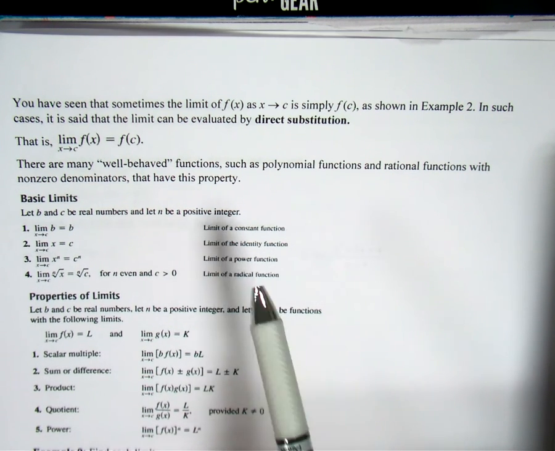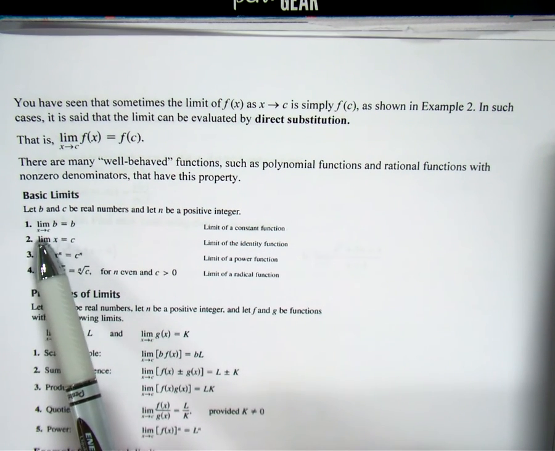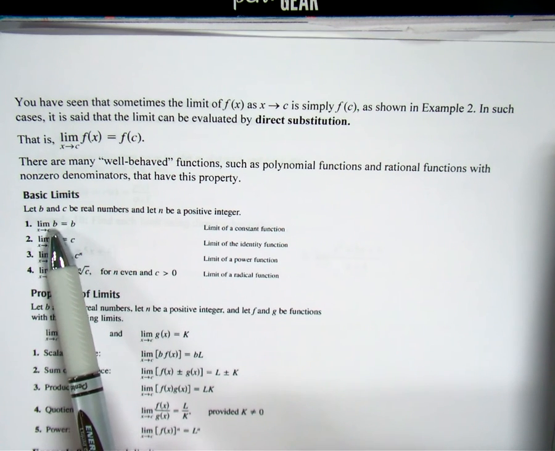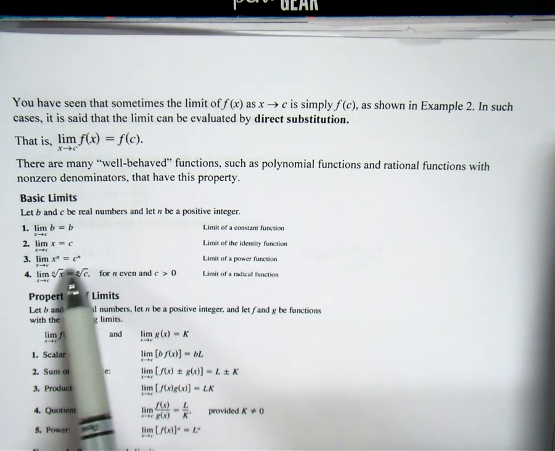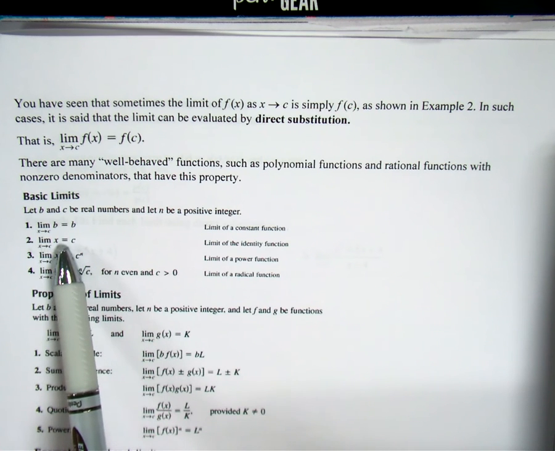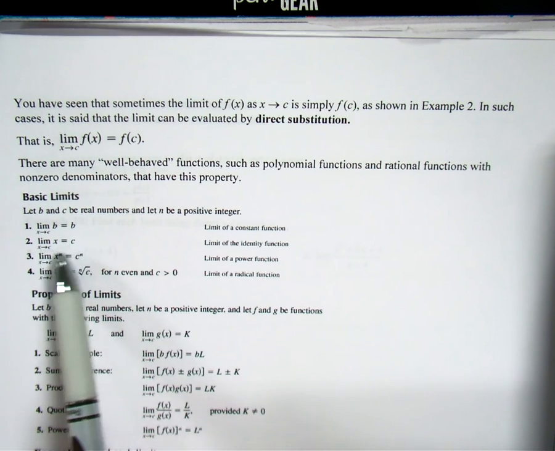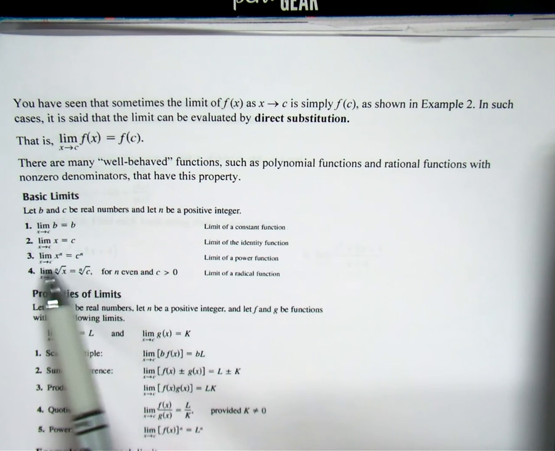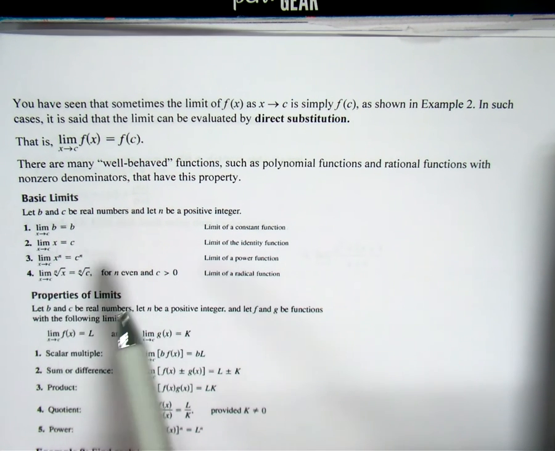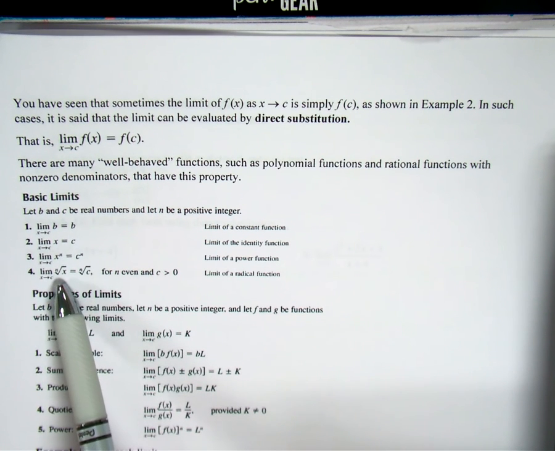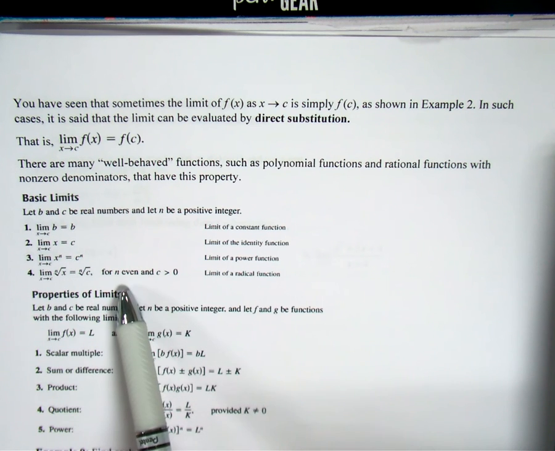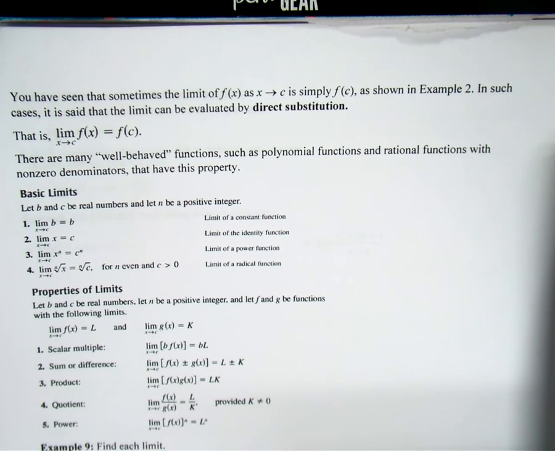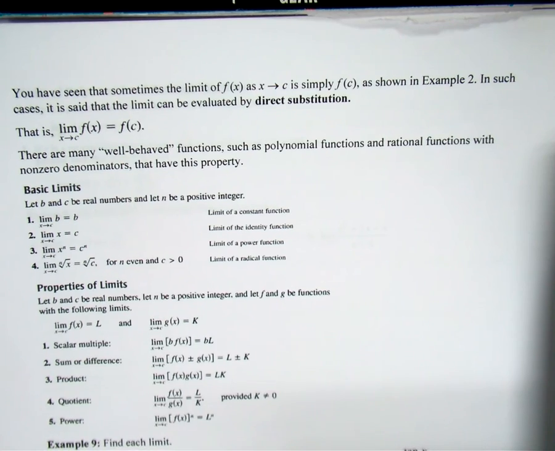Okay, basic limits here. If you're doing the limit as x approaches c of a constant b, like the limit as x approaches 3 of 10, it's always 10, so the answer is 10. The limit as x approaches c of x, so that your equation is just y equals x, then your limit is going to be c. Exponential equations, you just plug the number in for x. And for roots, again, just plug it in for x. But for even roots, the c has to be greater than 0. We're not going to mess with imaginaries with our limits here.